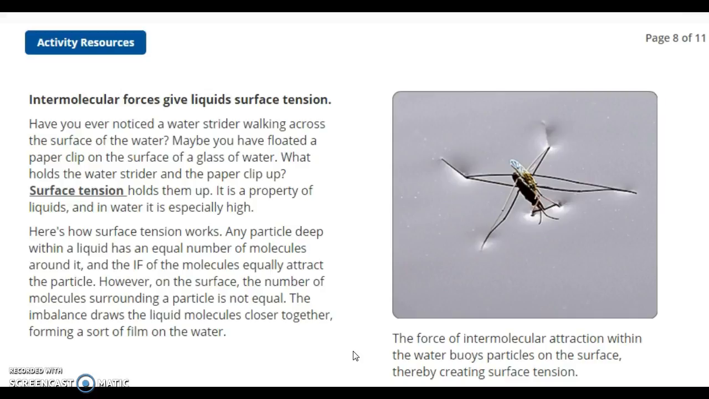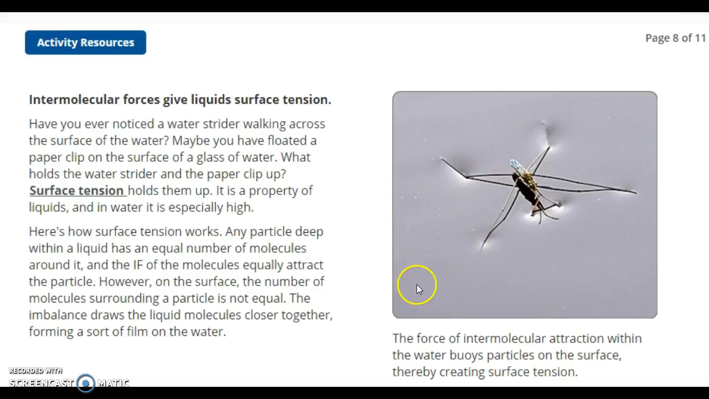Any particle deep within the liquid has an equal number of molecules around it, right? It's surrounded on all sides, and the intermolecular forces in the molecules equally attract the particle. However, at the surface, the number of molecules surrounding the particle is not equal, right? Because on the surface, it's not just water touching it, it's the air.